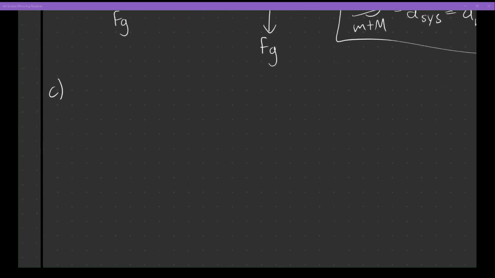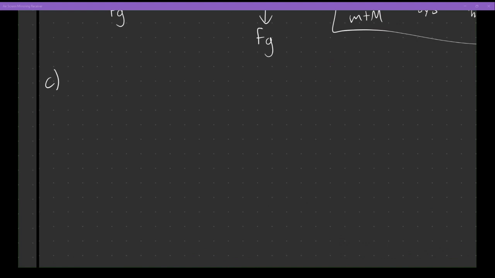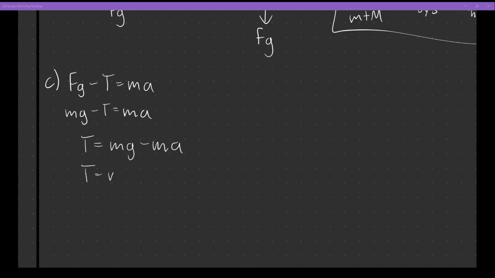Alright, moving on to part C. I'm asked to find the tension between the two blocks. So I would say F of G minus T equals ma, since I'm focusing on the hanging block: F of G, T, and then ma, the net force. F of G is mg, so mg minus T equals ma. If I isolate for T, I get T is equal to mg minus ma. I can factor out an m, which gives me T is equal to m times g minus a. That's it.